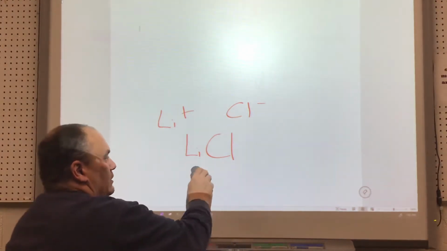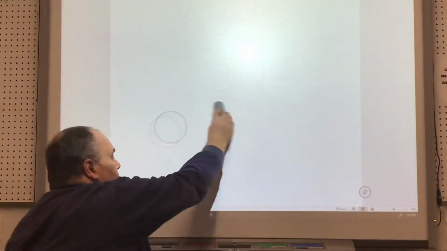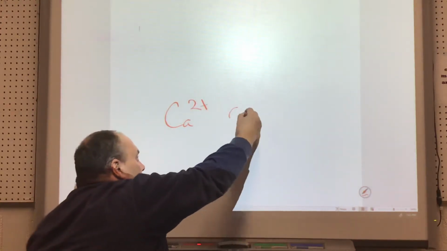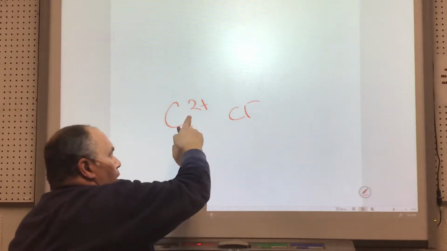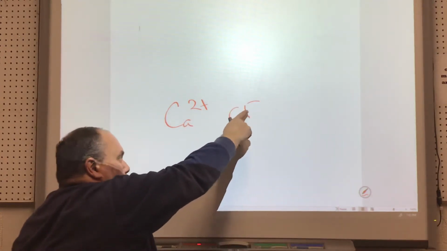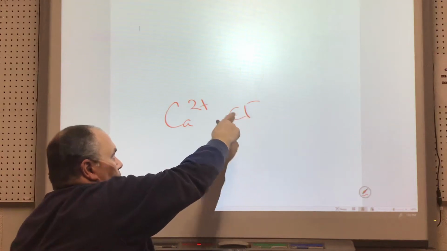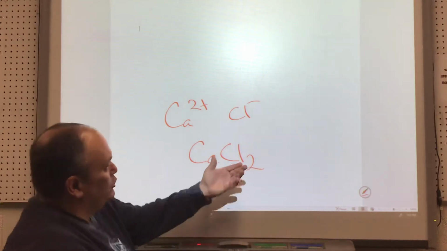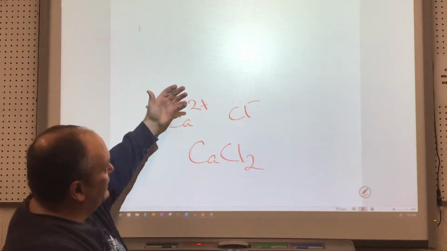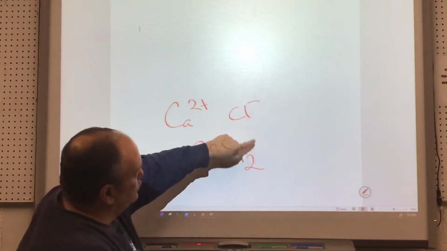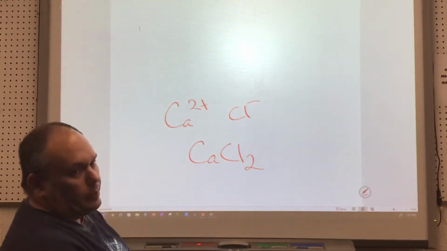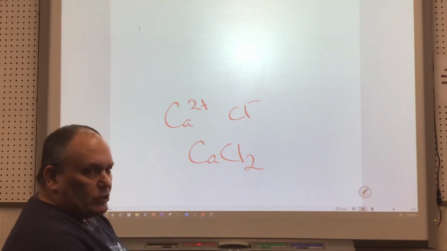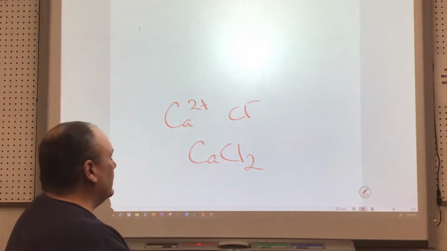It's LiCl, lithium chloride. Now, if those charges are a little bit different, say with calcium and chloride, in order for the positives and negatives to be equal, I need two of these negatives to balance off this one positive. So it's CaCl2. 2 times negative 1 is 2 negative, which cancels off 2 positive, and the net charge is 0. You don't have to do that math, though.